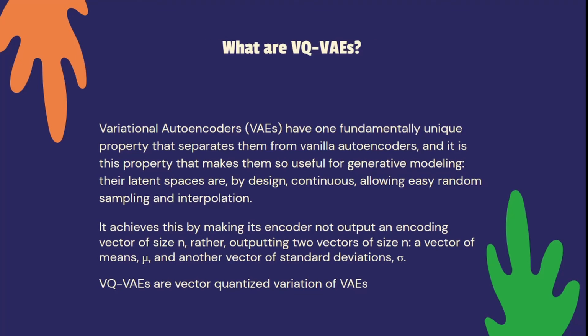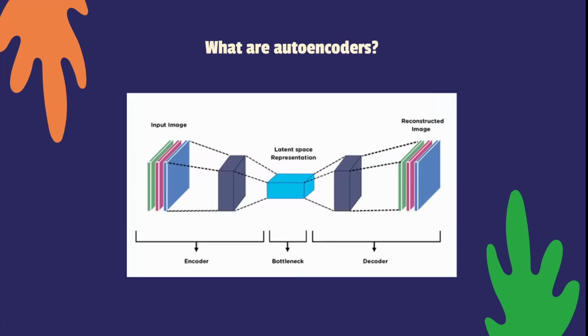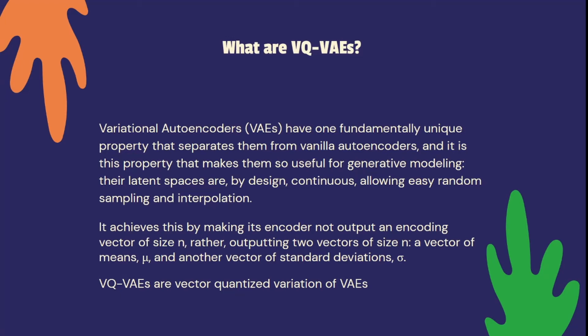Now, what this means is that rather than the bottleneck outputting static encoding vectors of fixed size, it outputs two vectors, a vector of means and another vector of standard deviations. This allows us to introduce random sampling into the model before sending the vector to the decoder. Intuitively, the mean vector controls where the encoding of an input should be centered around, while the standard deviation gives us the area. Now, the encodings can be generated at random from anywhere inside this circle.